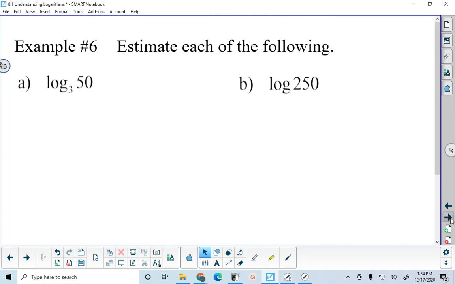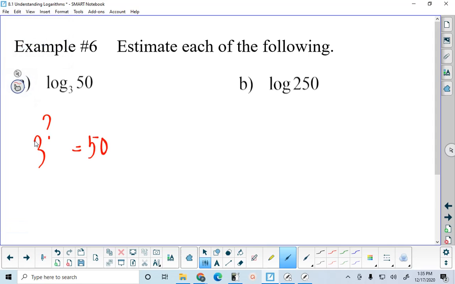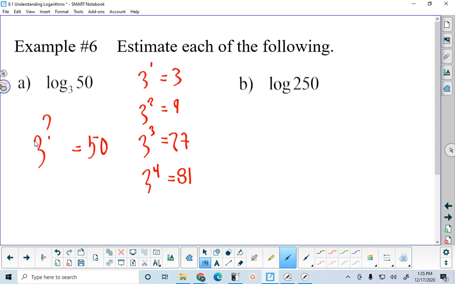Let's take a look at the next question. Estimate each of the following. So we can't use a calculator here because we don't have a log base 3 key. And even if we did, I don't want you to do it that way. This is saying, to what exponent do I raise 3 to get 50? So how can we estimate that? Well, 3 to the 1 is 3, 3 to the 2 is 9, 3 to the 3 is 27, 3 to the 4 is 81. Well, 50 is someplace in between here. So that must mean the exponent must be somewhere between 3 and 4.